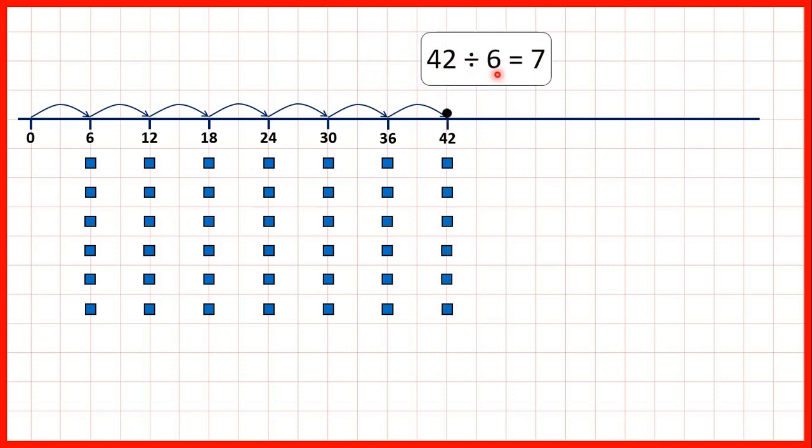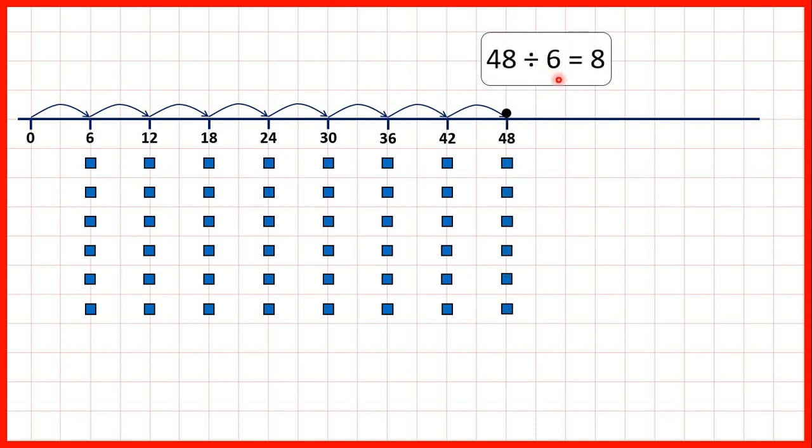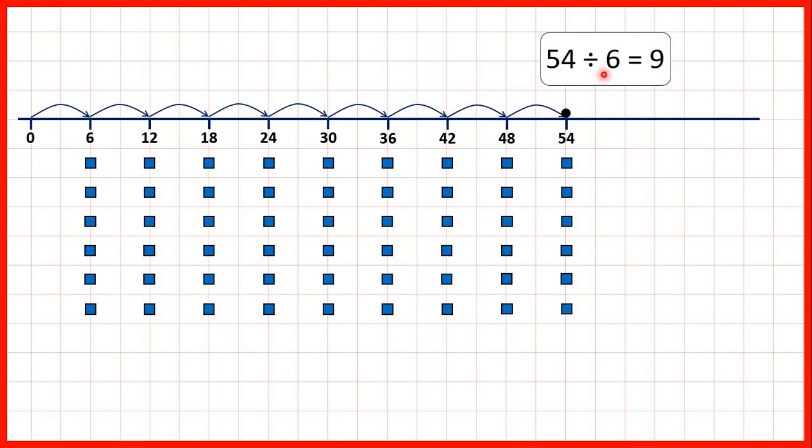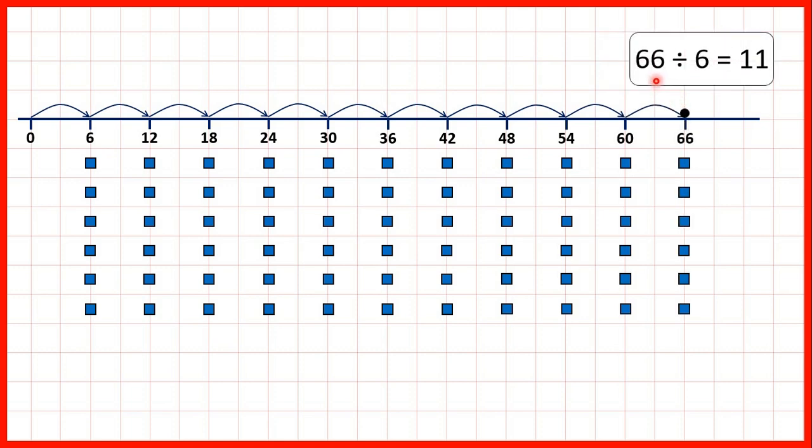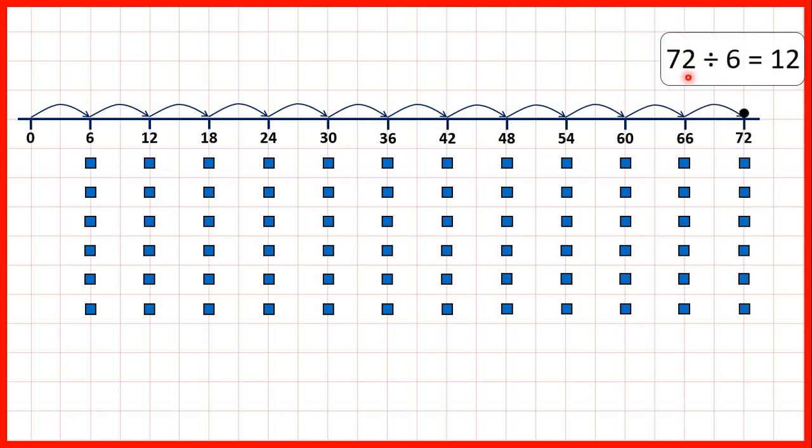42 divided by 6 is 7. 48 divided by 6 is 8. 54 divided by 6 is 9. 60 divided by 6 is 10. 66 divided by 6 is 11. And 72 divided by 6 is 12.